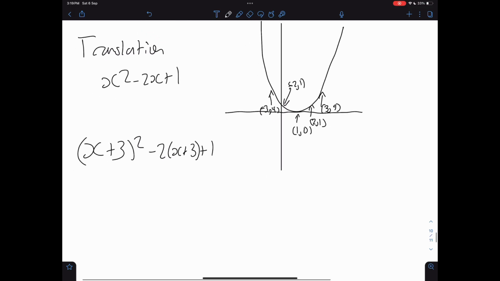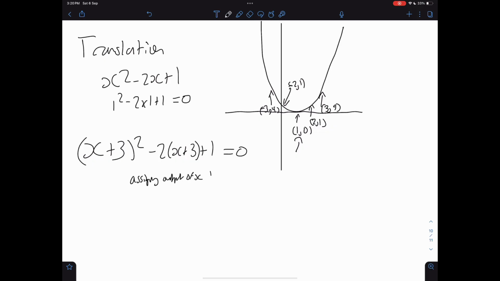And so what this is saying is, for example, if we have a look at 1, previously we had 1 squared minus 2 times 1 plus 1, and that gave us 0. And so what we're saying is, say it equals 0, we're now assigning the output of x to x plus 3 instead.